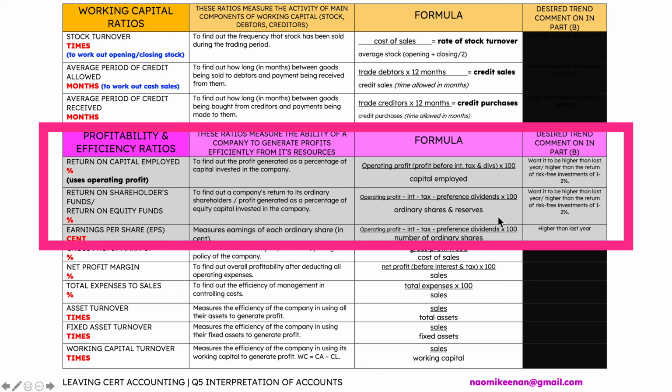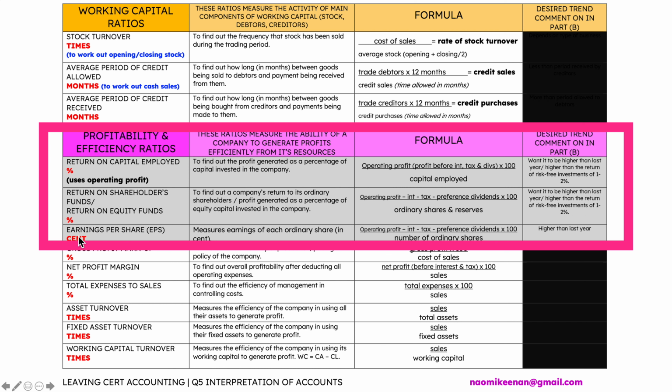And what are the shareholders funds? They are the ordinary shares, okay? And then the reserves. Reserves is another fancy word for P&L balance, okay? Retained profits, whatever it might be. So reserves is just your profits. And again, we want it to be higher than last year, higher than the return on risk-free investments, 1 to 2%, etc.